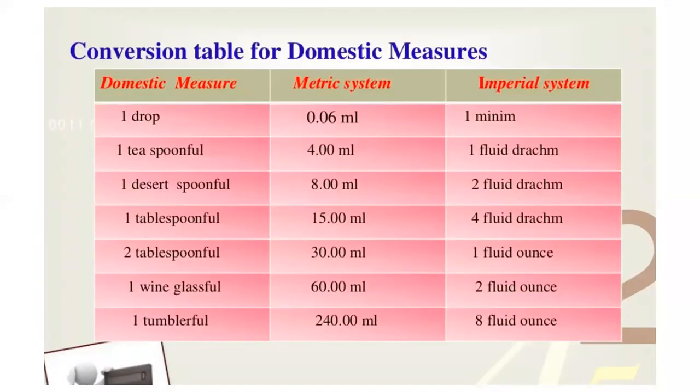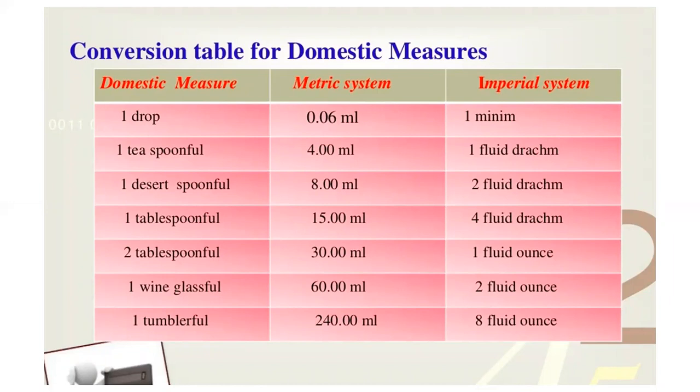You can see the conversion table for domestic measures. Mostly we say take 1 drop, or take 1 teaspoonful of syrup. In the metric system, 1 teaspoonful means 4 ml. 4 ml of syrup the patient has to take. In the imperial system, this 4 ml is called 1 fluid drachm. 1 fluid drachm means 4 ml. So the imperial and metric system calculations differ based on the domestic measure.